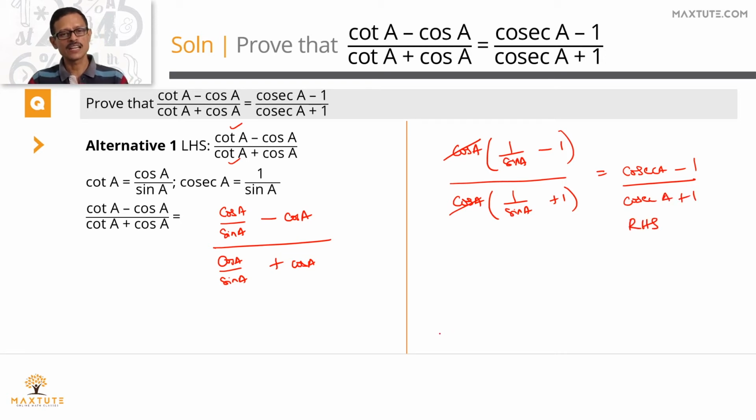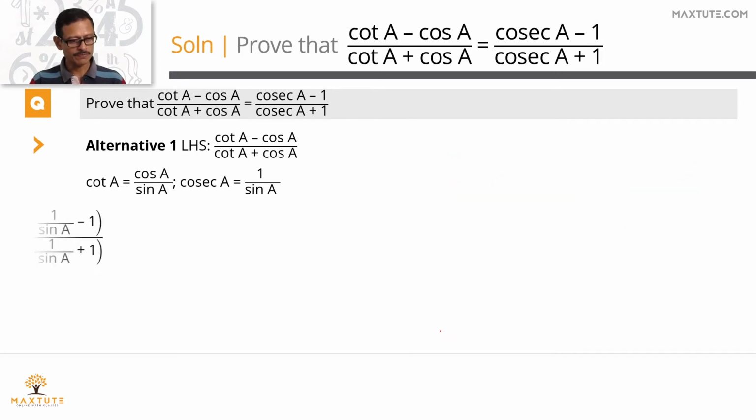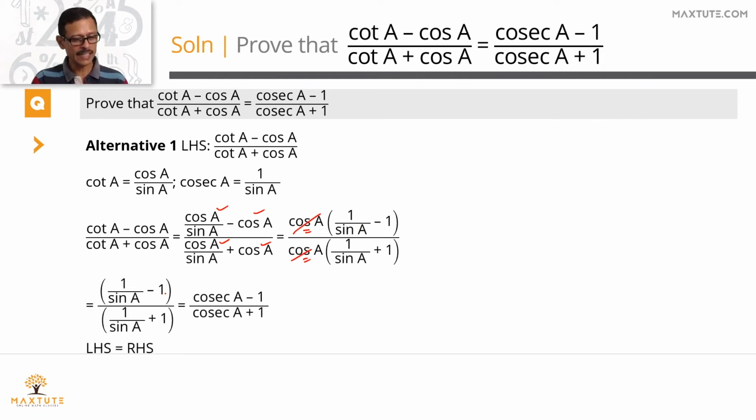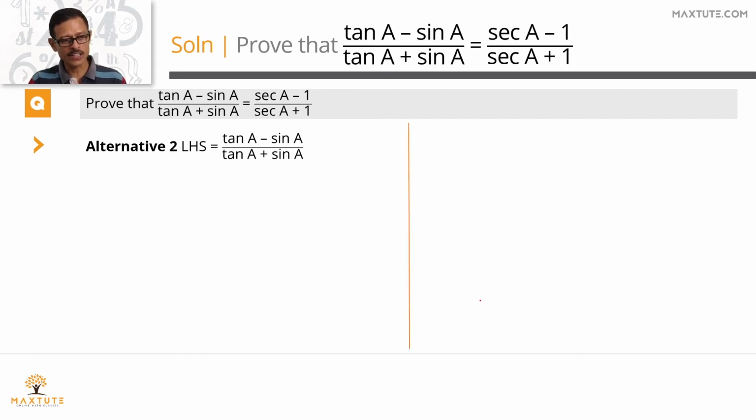So LHS equals RHS. Quickly summarize it in a printed form. We are writing cot A as cos A by sin A in both the numerator and denominator. Taking the cos A term common for the numerator. Taking the cos A term common for the denominator. Cos A gets cancelled with cos A. So what will be left is 1 by sin A minus 1 upon 1 by sin A plus 1. 1 by sin A is cosecant A. So that's the RHS. Let's move on to the second alternative, which is equally as easy as the first one.